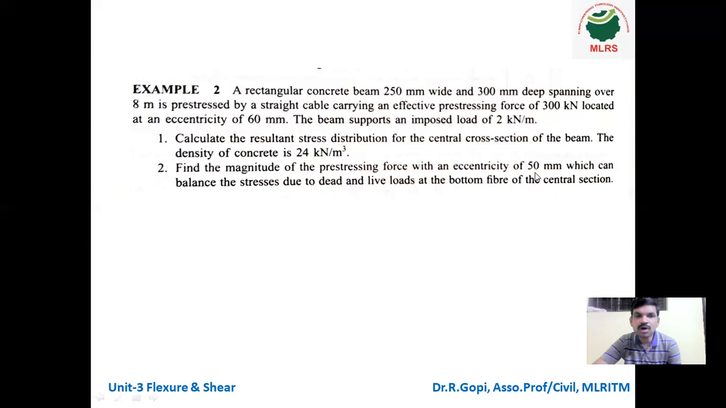So this 300 kilonewton is for 60 mm eccentricity. But here they have given that the eccentricity is 50 mm. So now the eccentricity is reducing. Under this 50 mm, what is the prestressing force?